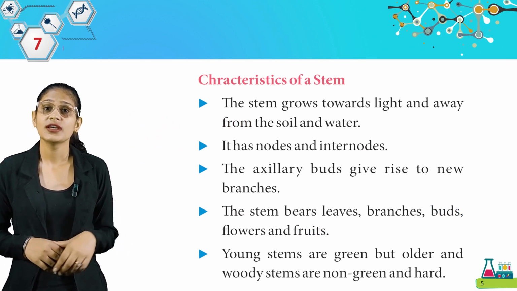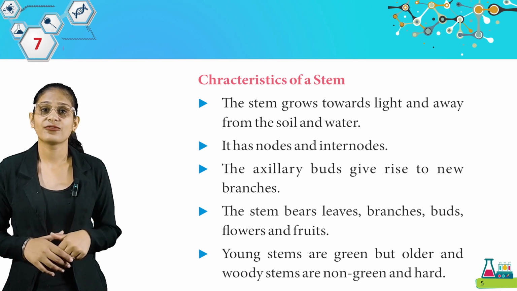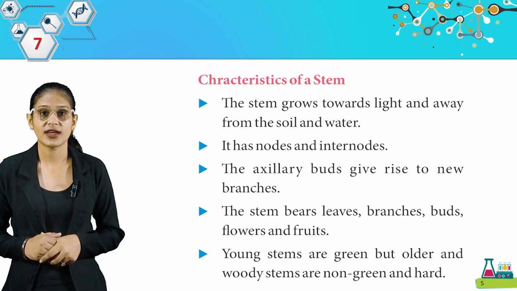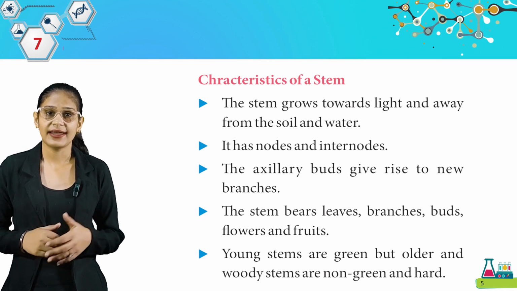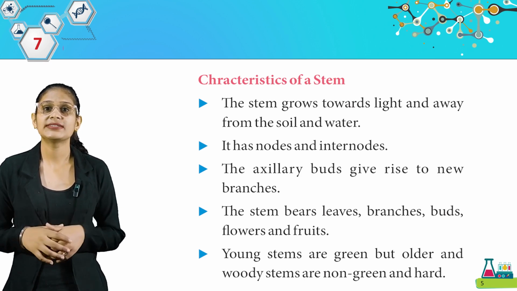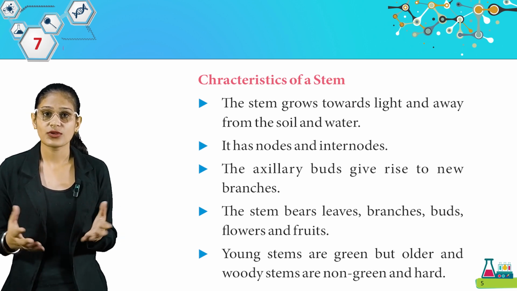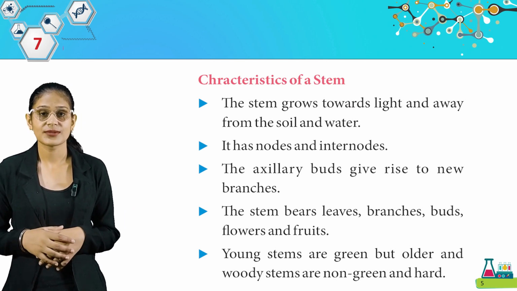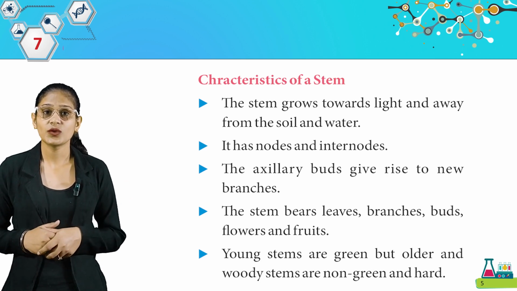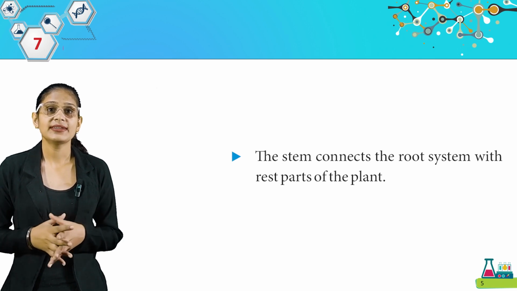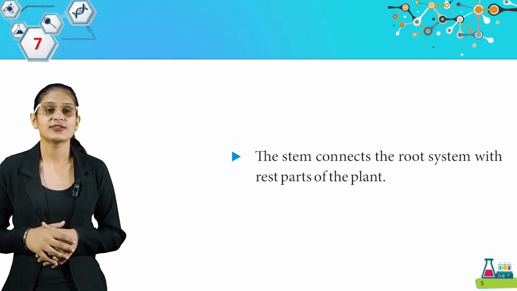The stem grows towards light and away from the soil and water. It grows just opposite in the root's direction. It has nodes and internodes. The axillary buds give rise to new branches. The stem bears leaves, branches, buds, flowers and fruits. Young stems are green but older and woody stems are non-green and hard. The stem connects the root system with the rest parts of the plant.